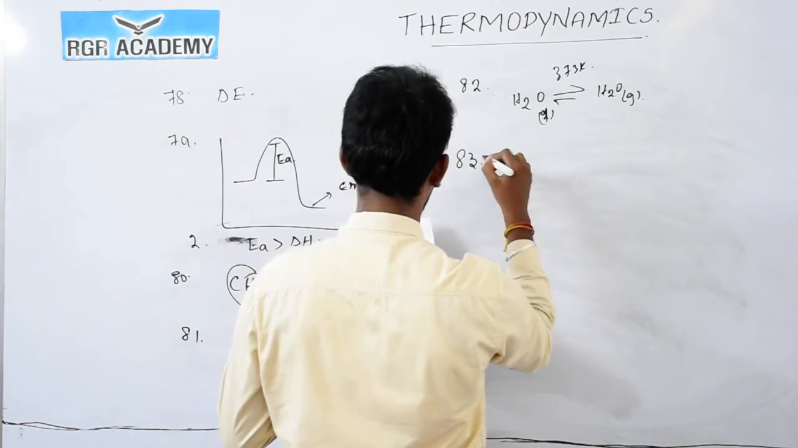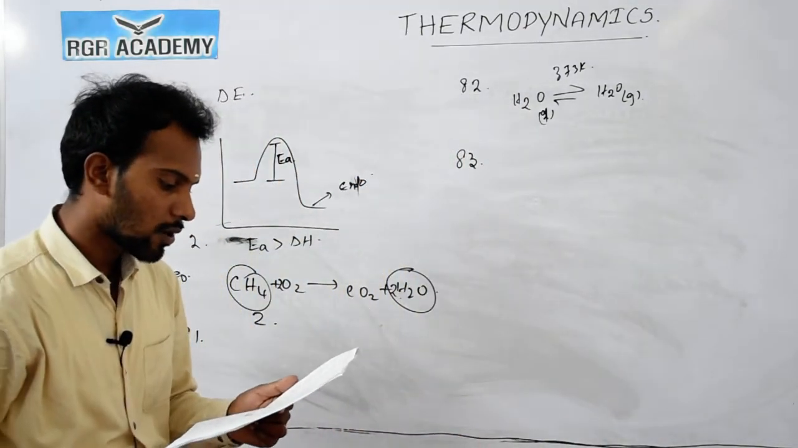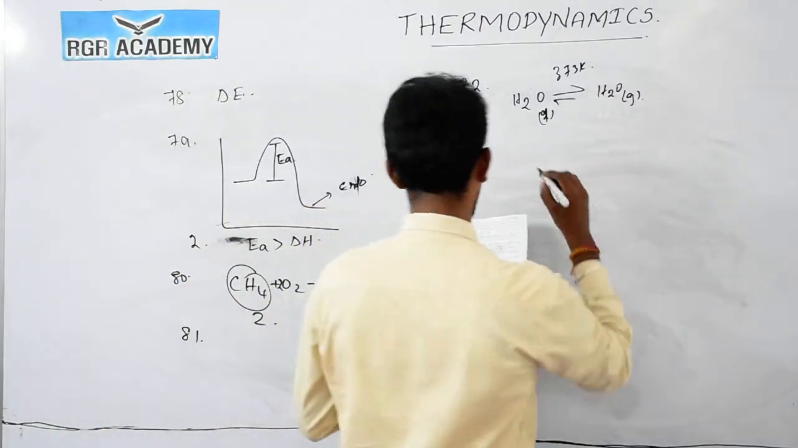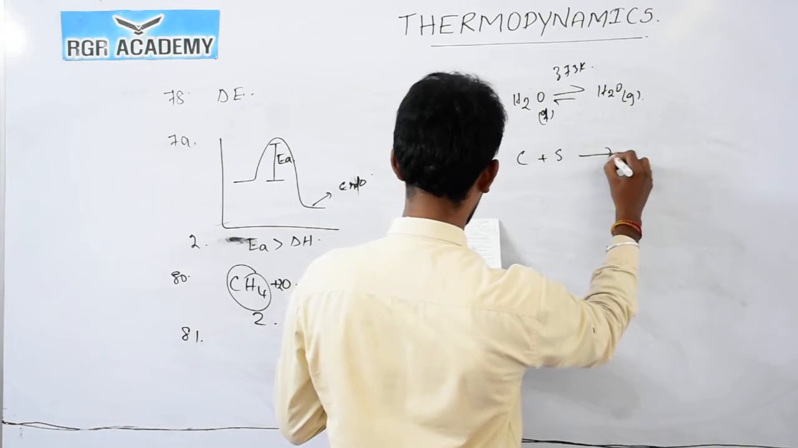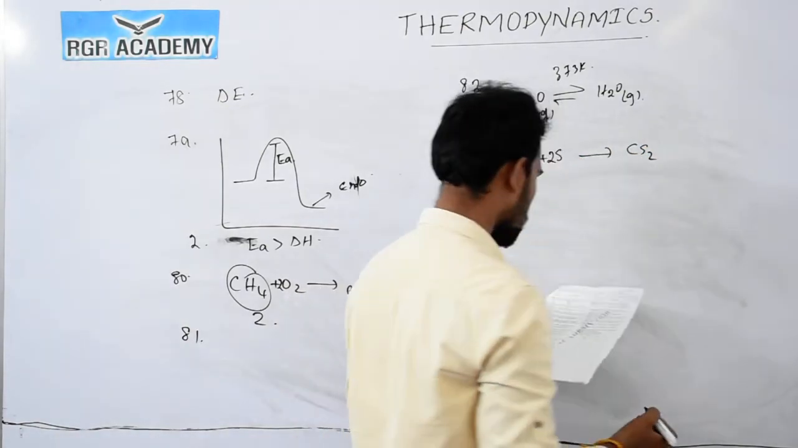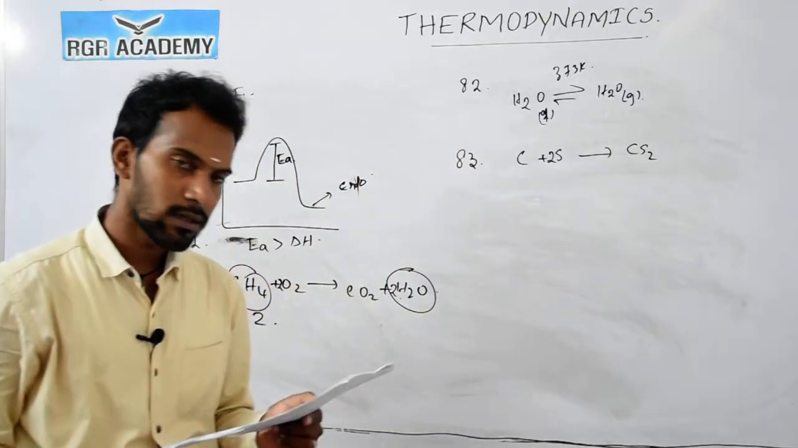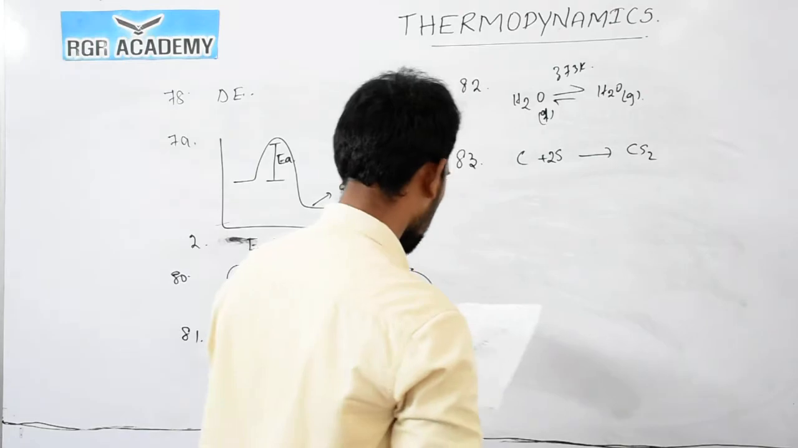Now question number 83. Which of the following reactions is not exothermic? The gaseous reaction in which carbon reacts with sulfur to form carbon disulfide is not exothermic. The others are highly exothermic in nature.